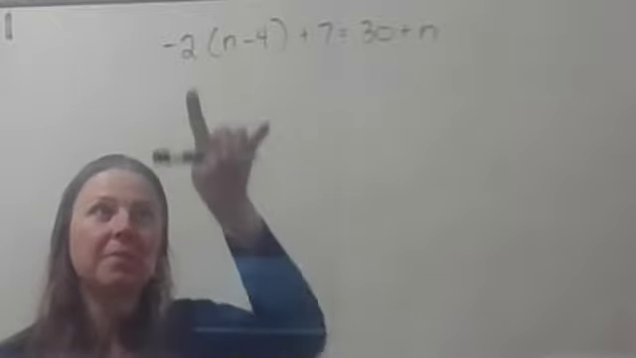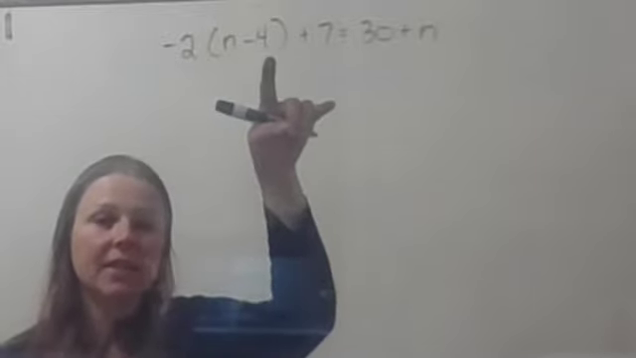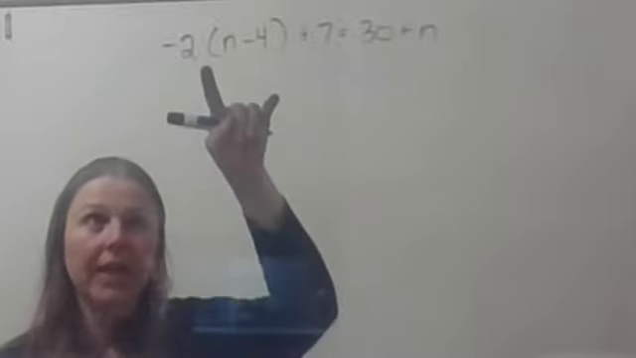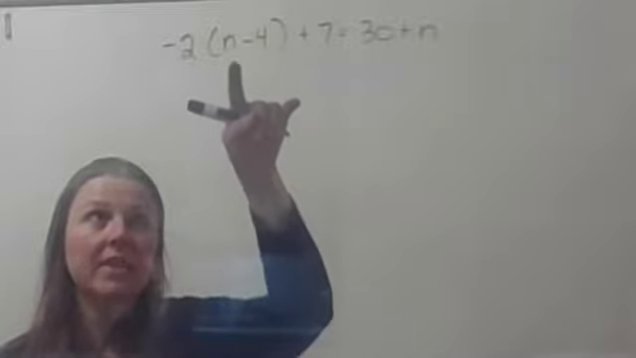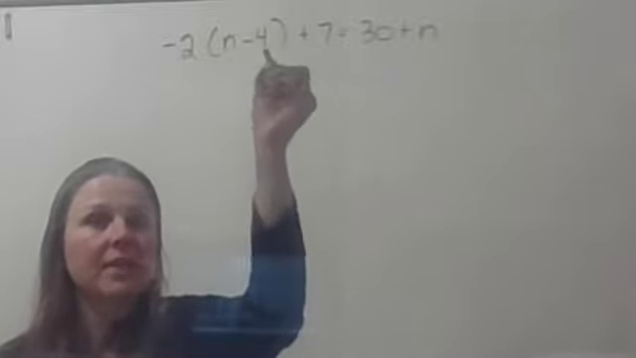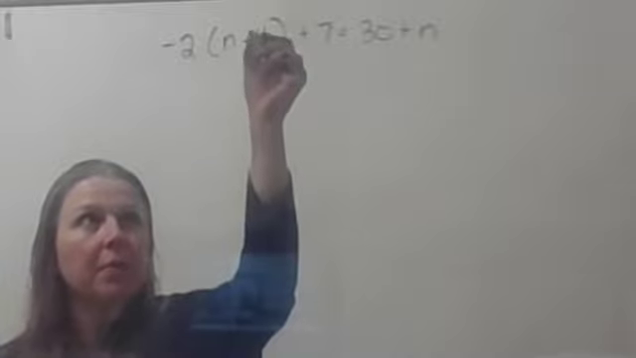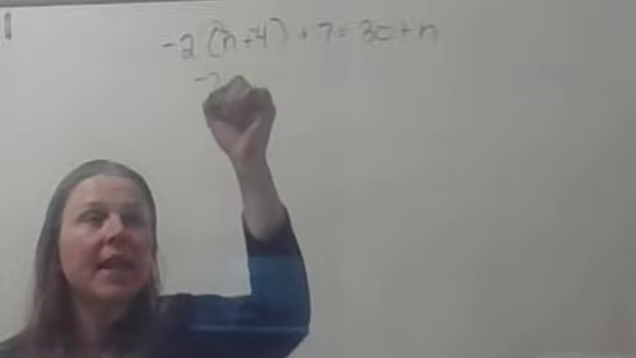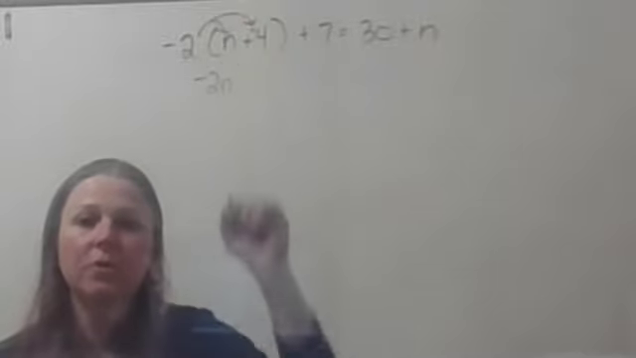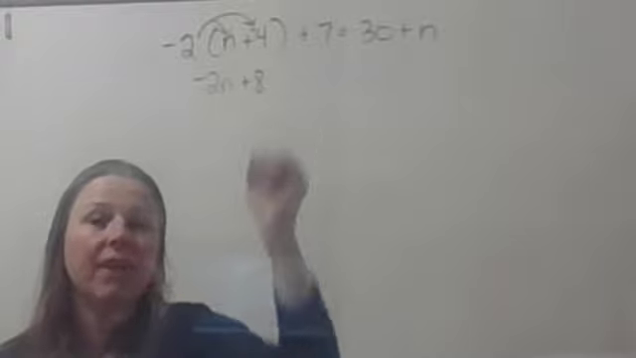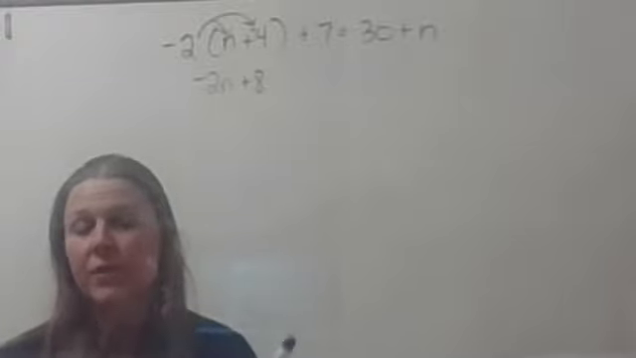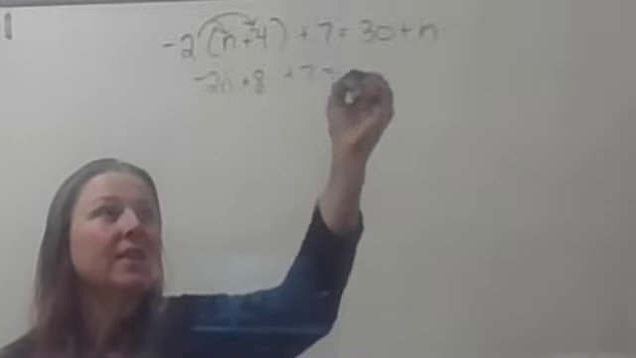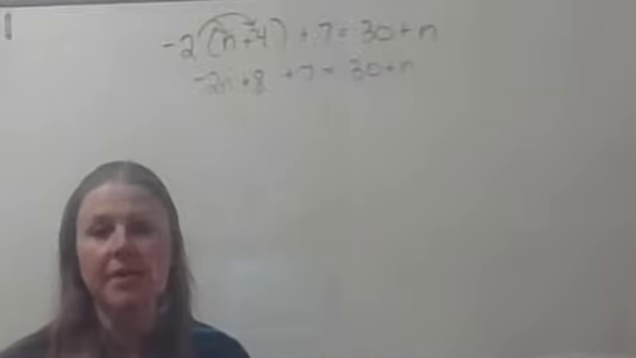Our newest problem is negative 2 times (n minus 4) plus 7 equals 30 plus n. So we're going to multiply through distribution this negative 2 to both. I'm noticing this minus 4. So right away I'm going to make it plus a negative. Again, that's optional. So negative 2 times n is negative 2n. And negative 2 times negative 4 is positive 8. You can pause this and see if you get the same answer as me. Always an option. So we still have the plus 7 equals 30 plus n.